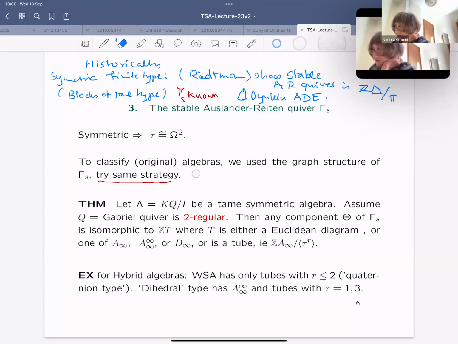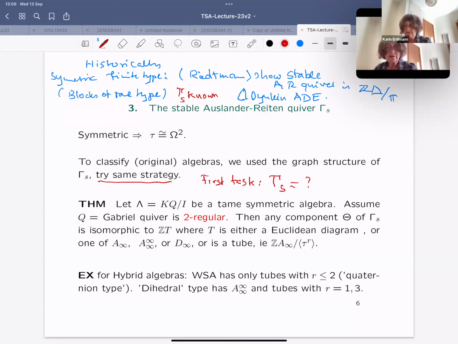So the first thing is you need, the first task is: what does the stable Auslander-Reiten quiver look like, right? Yes, right.